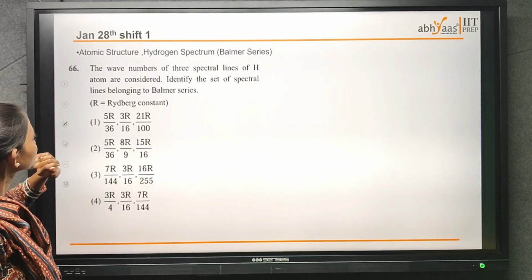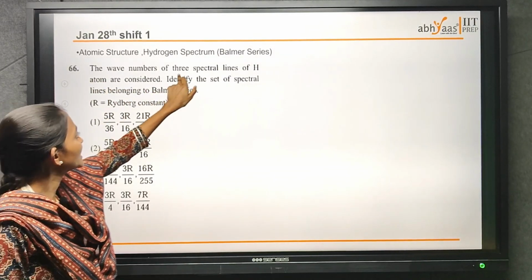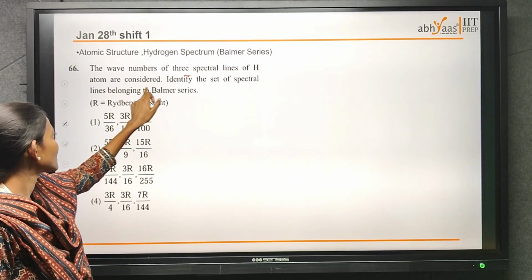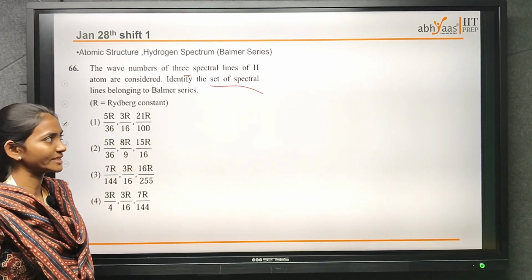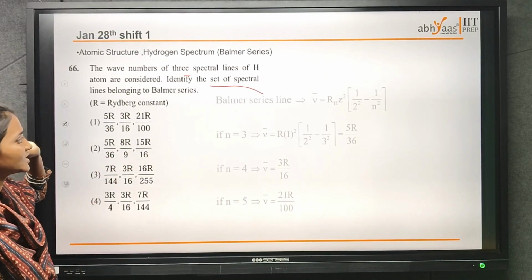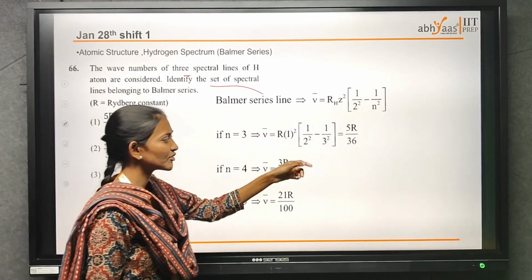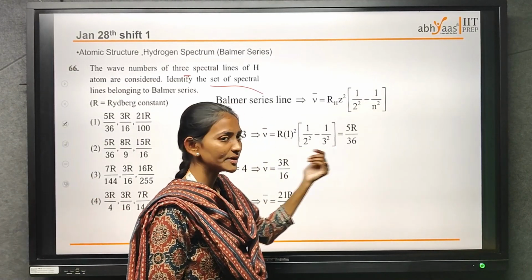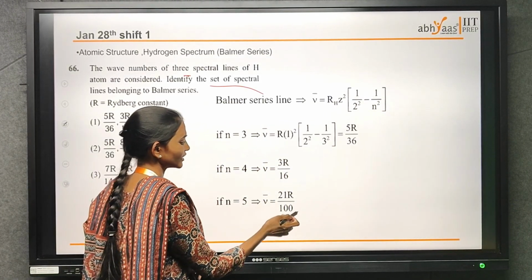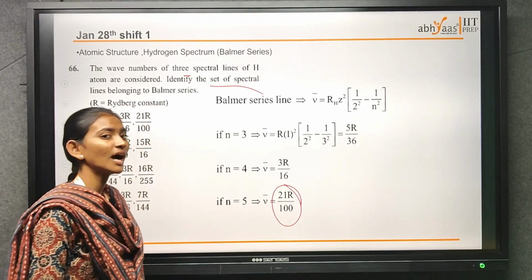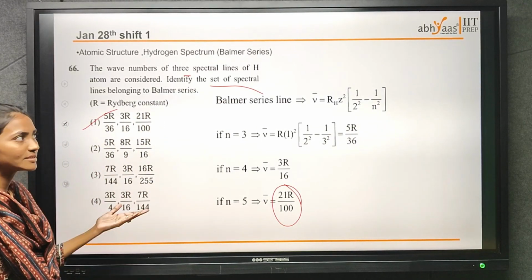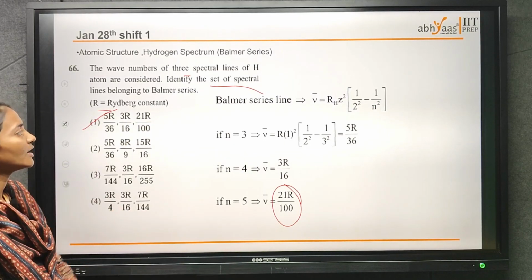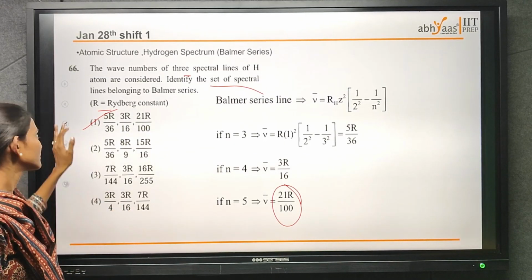This is from atomic structure. They are asking the wave number of 3 spectral lines of hydrogen, consider and identify the set of spectral lines belonging to Balmer series. If you apply the Rydberg formula, we are getting n1 will be 2, n2 will be 3. Upon calculation, you are getting 5R by 36, right? So the first option is your answer. Simple Rydberg formula. If you apply, you are getting your answer, right?